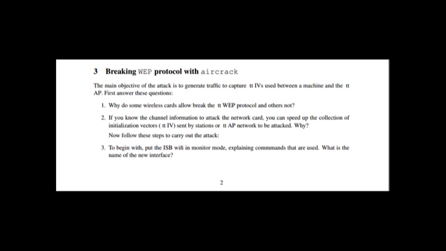Referring to the second question, if we know the channel information used to attack the network card, we can speed up the collection of initialization vectors, because we can inject more traffic in exactly that channel and sniff more packets, in order to have more initialization vectors and obtain the WEP key more quickly.